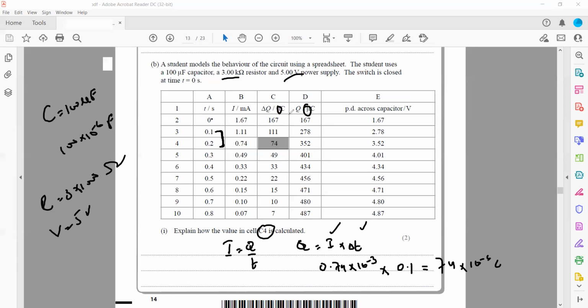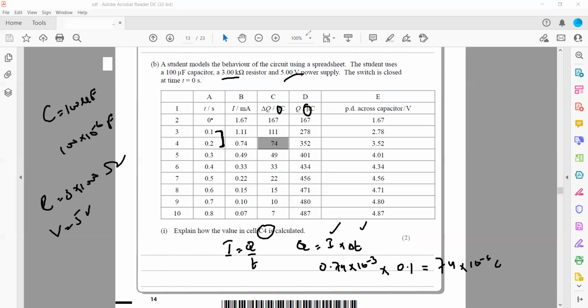Q values are given in micro coulomb, and delta Q is the change in the charge, whereas capital Q is the total charge. Like it was having 167 coulomb charge, then 111 was added, so it became 278, then 74 was further added, so it turned into 352, then 49 was added to 352, so 401. So this is how much charge is added every interval, and Q represents the total charge.